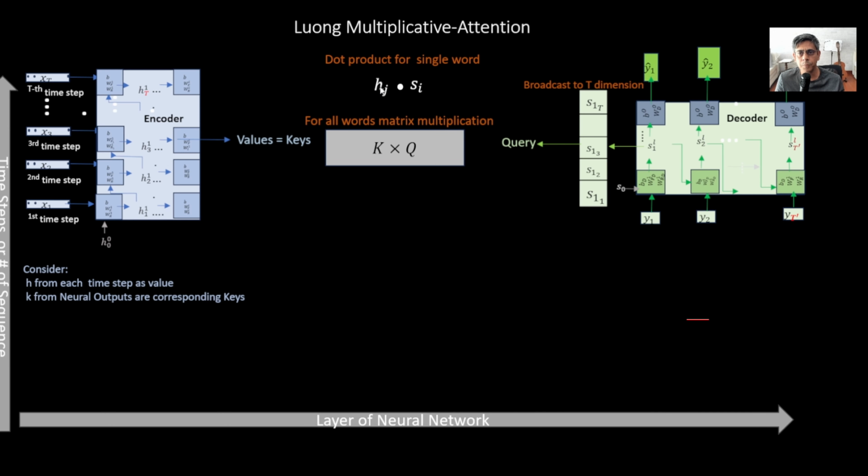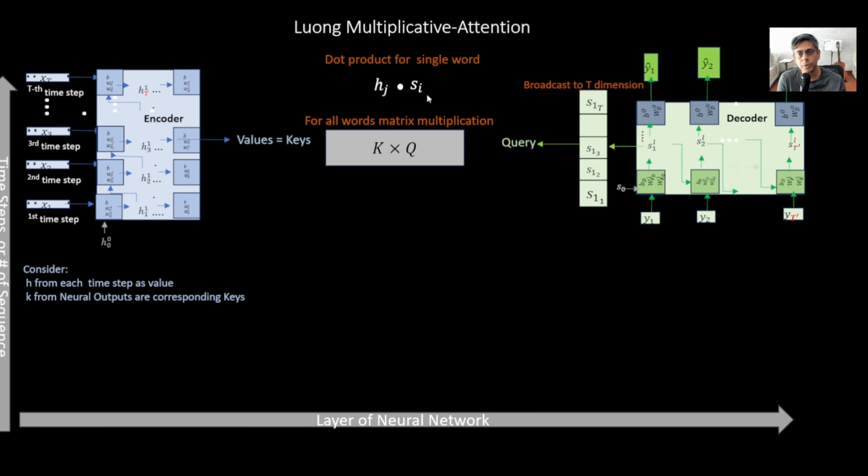Now this is a dot product with a single word, but we have to do this dot product for one particular time step. Let's say for y1, the hidden representation is s1. So for s1, I have to do this dot product for all the words h1 to ht. Therefore, you can think of h1 to ht as one set of values, and then si is repeated t number of times.